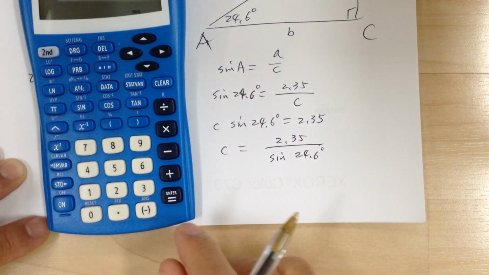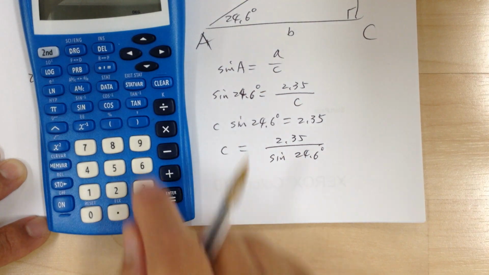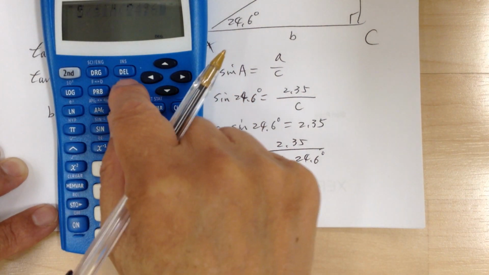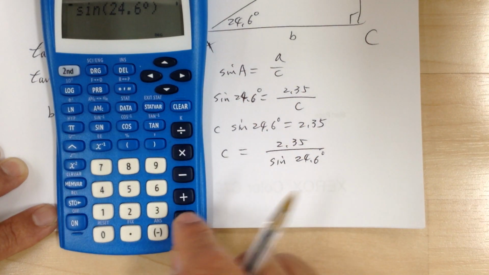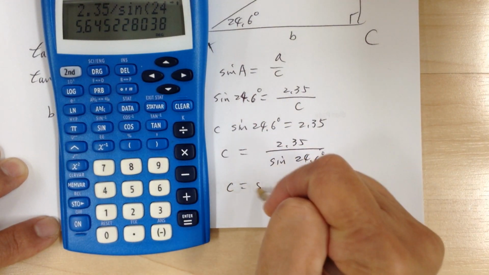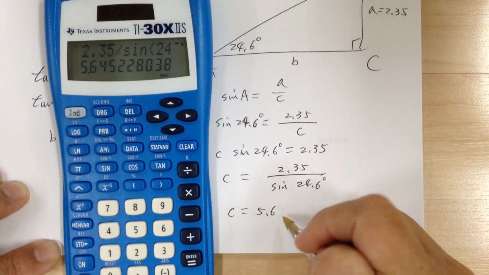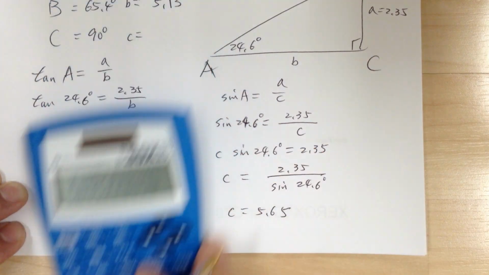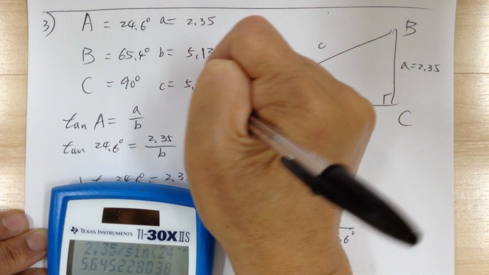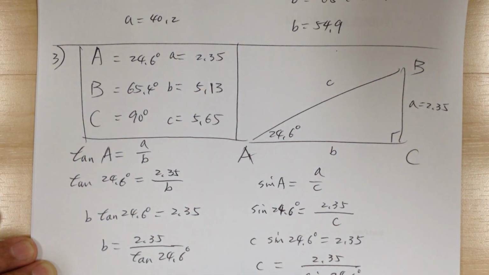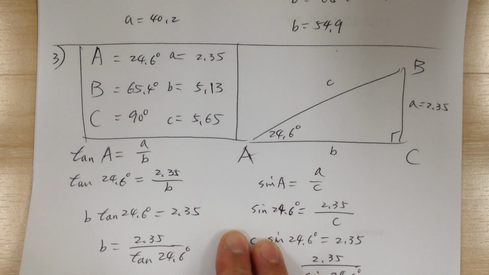Okay, so get your calculator. So you got 2.35 divided by sine of 24.6 degrees. Okay, so c equal to 5.645. So you have to round it up. So it'd be 5.65. Okay, and you put it right over here. So 5.65, and you box that. Okay, that way you get all six answers. Okay, let's go to the next one.